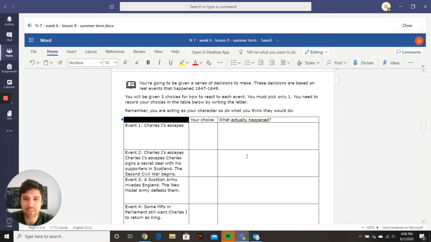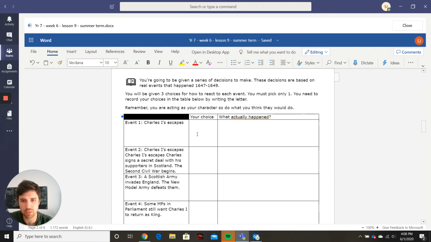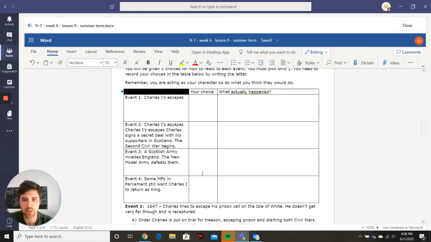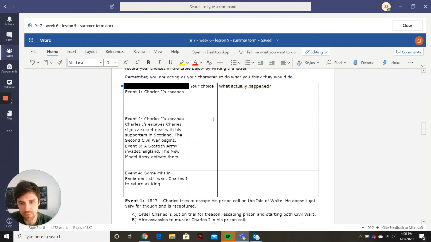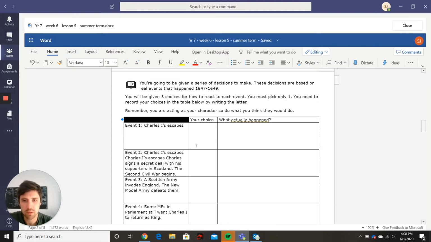In each of these events, you're going to be given 3 choices for how to react to each event, A, B, or C. And you can pick only one. And you're going to record your choices for each event, events 1, 2, 3, and 4 here, where it says your choice underneath. So if you picked, for example, for event 1, choice A, you would just type A in that box. Simple, right?